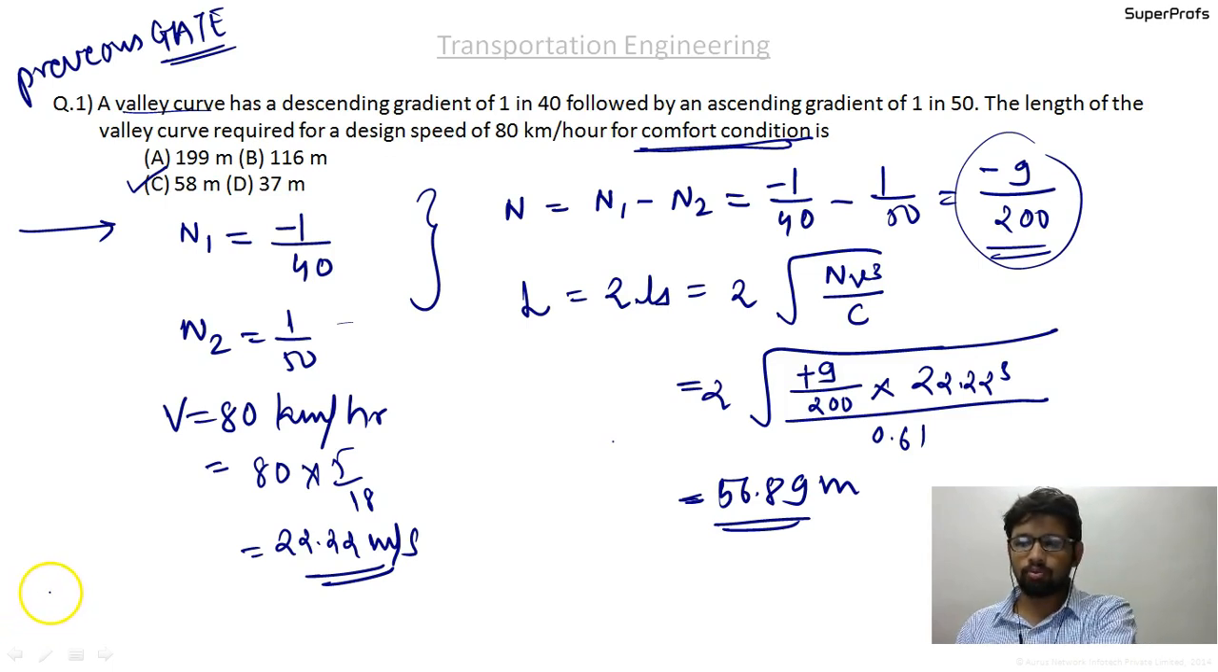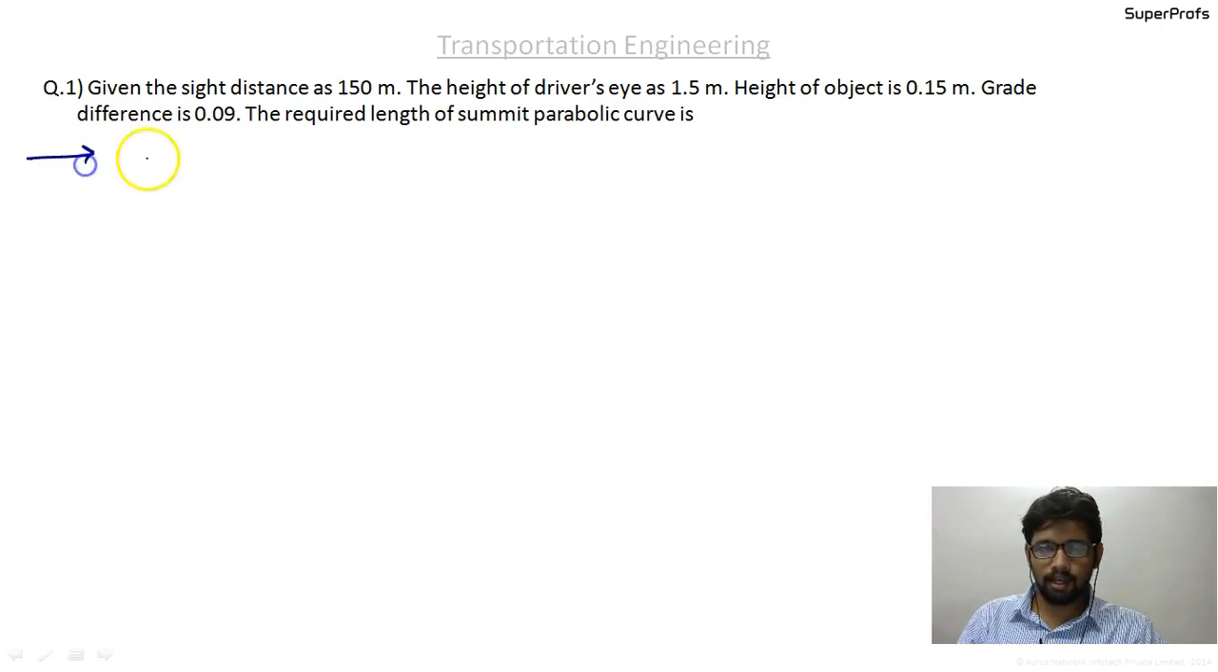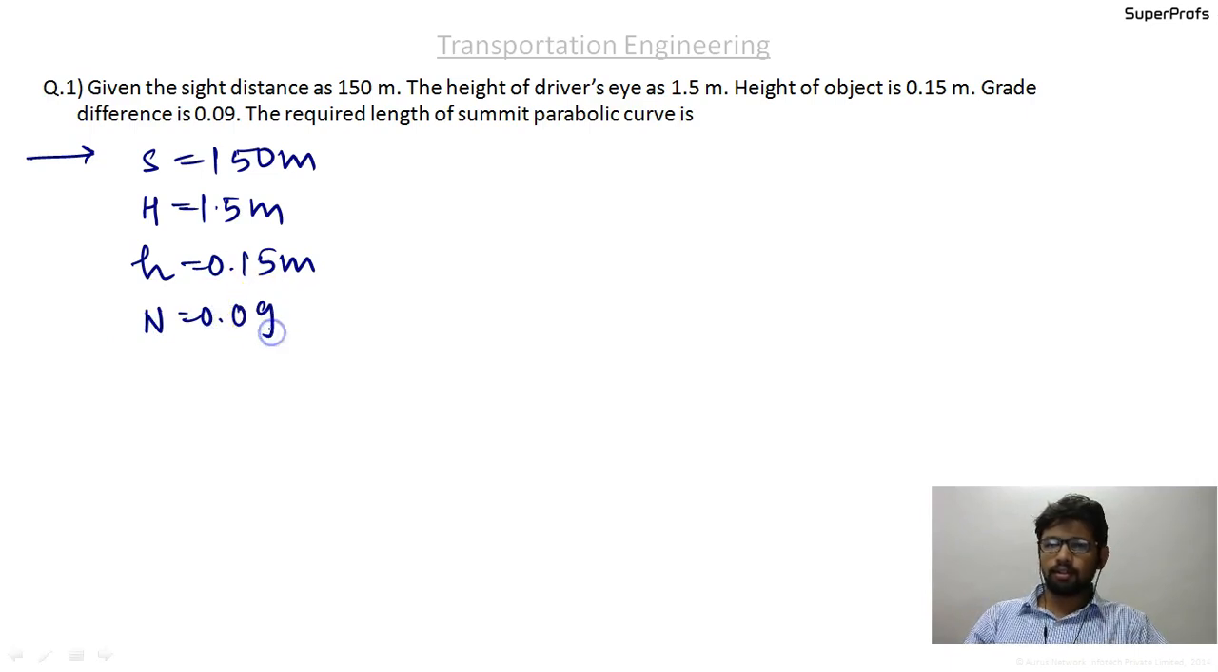We will now move on to the next question. The sight distance is given as 150 meters, the height of the driver's eye is equal to 1.5 meters. The height of the object is given as 0.15 meters. The grade difference is 0.09. So N equal to 0.09, and the required length of the summit parabolic curve is?